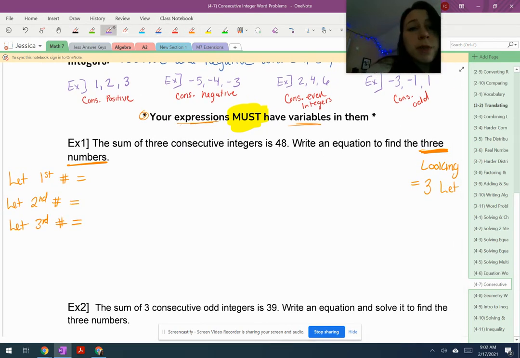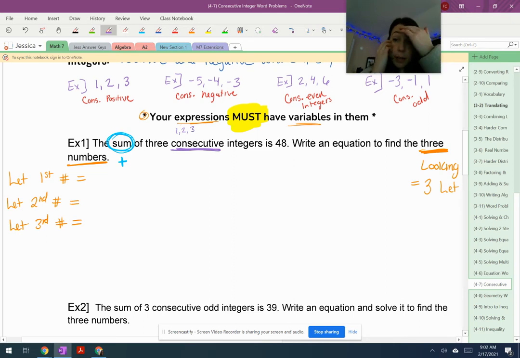Okay, so let's look at some information that they give us in the problem. The sum, meaning that we're going to be doing some adding. And if you're not sure of that, you've got to look up those keywords. The sum of 3 consecutive integers, consecutive being in a row. So that's, for example, something like 1, 2, 3, right? It doesn't say anything about positive or negative. Those are just examples, not part of the question. The sum of them is 48. So when they add together, they equal 48. Write an equation to find the 3 numbers.